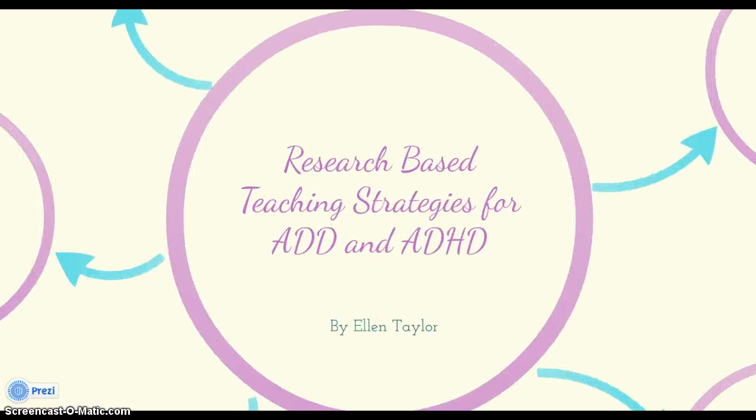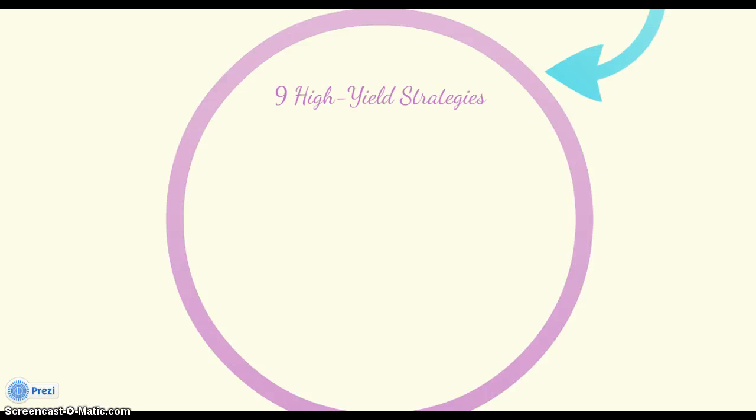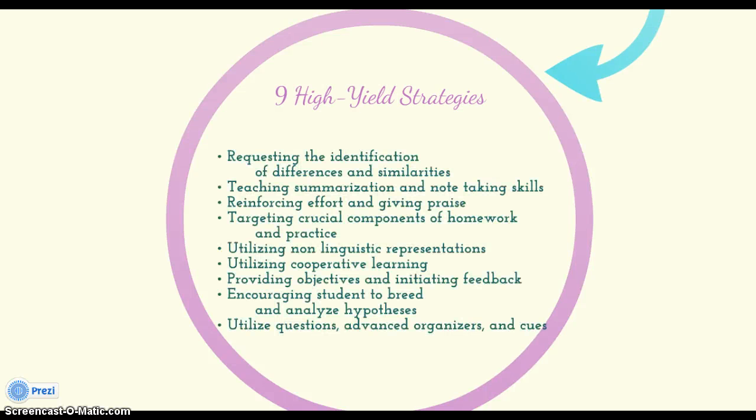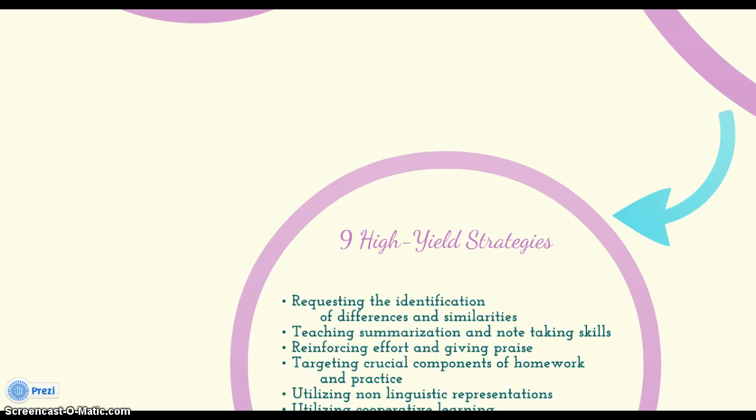Research-based teaching strategies for ADD and ADHD. 9 high-yield strategies: requesting the identification of differences and similarities, teaching summarization and note-taking skills, reinforcing effort and giving praise, targeting crucial components of homework and practice, utilizing non-linguistic representations, utilizing cooperative learning, providing objectives and initiating feedback, encouraging students to read and analyze hypotheses, utilizing questions, advanced organizers, and cues. These 9 research-based strategies have been proven to enhance academic outcomes for students with ADHD.